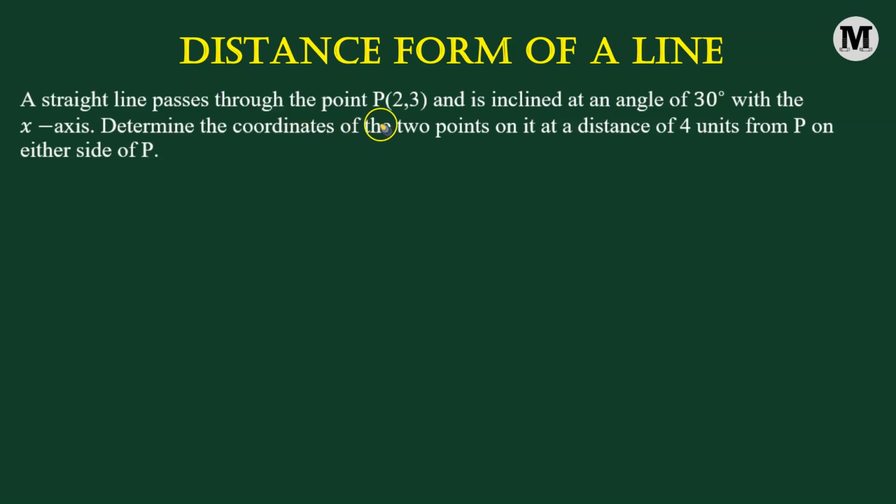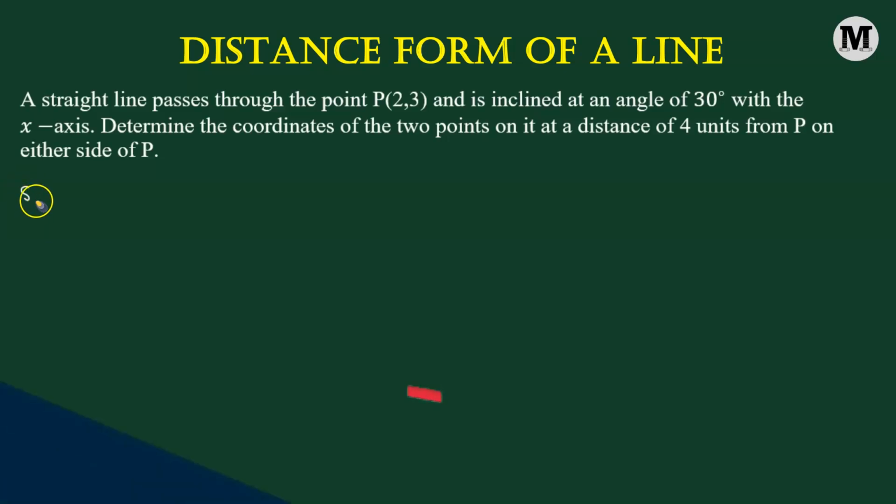A straight line passes through the point P with coordinates (2, 3) and is inclined at an angle of 30 degrees with the x-axis. We need to determine the coordinates of the 2 points on it at a distance of 4 units from P on either side of P.